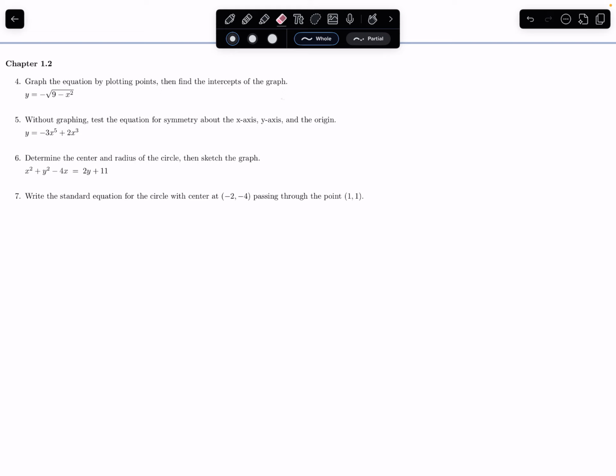Okay, number 4, 5 done, number 6 now. Determine the center and radius of the circle in the sketch. All right, no problem. Got x squared plus y squared minus 4x equals 2y plus 11. So when I see a question like this, first thing I want to do is get my equation to be the standard form for a circle.